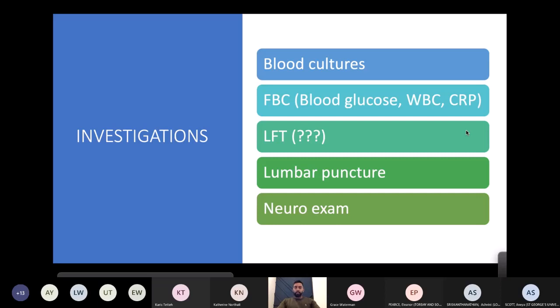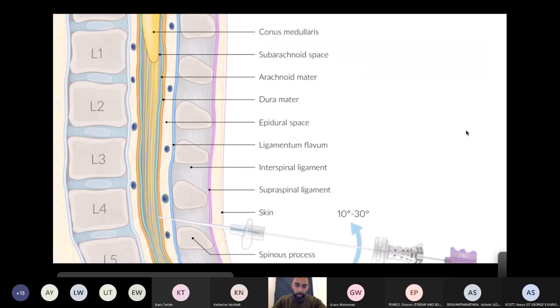Investigations. We're going to talk about lumbar puncture quickly. We suspect meningitis, an infection within the cerebrospinal fluid that's affected the meninges. The way we can test this is by doing a lumbar puncture. You can do this between L2 and L5, but typically they try and do it between L3 and L4, or L4 and L5.